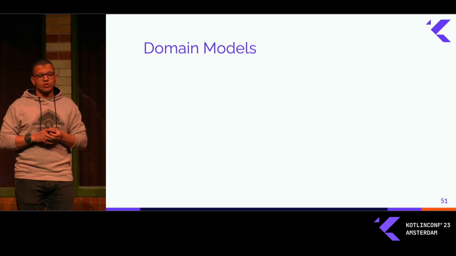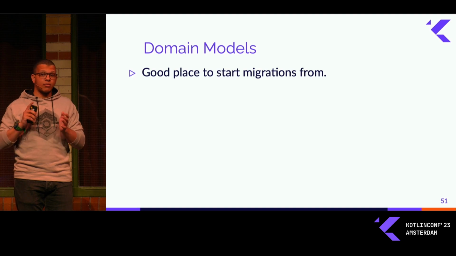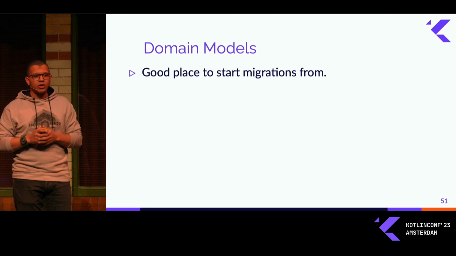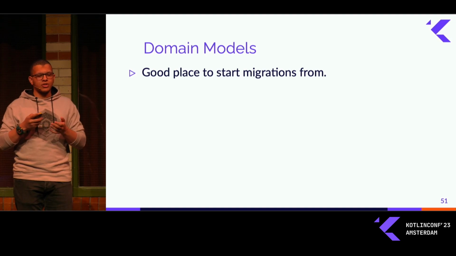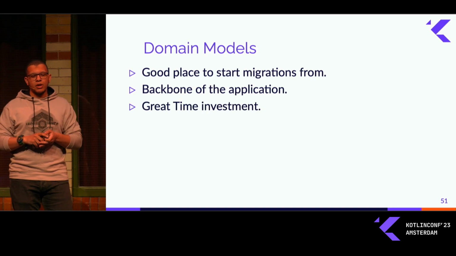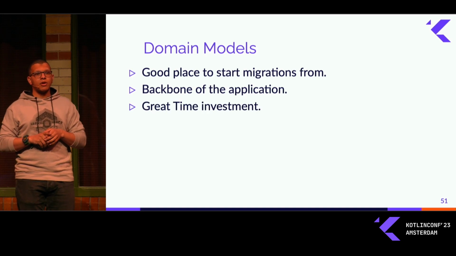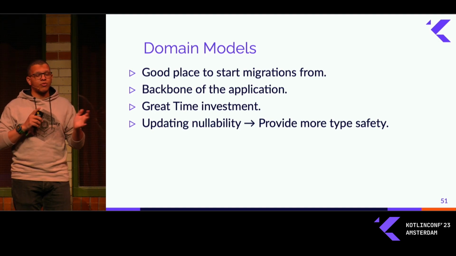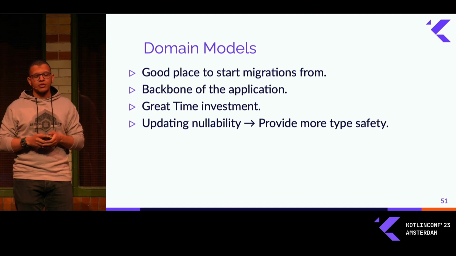Of course, domain models. Let's move on to domain models. So domain models are a good place to start the migration from. Domain models represent a great opportunity because sometimes it is simple, pure code, right? So it presents a good opportunity to start the migration from. It is the backbone of the application, so it represents a great time investment. Here, try to update the nullability to provide more type safety for the client using it.